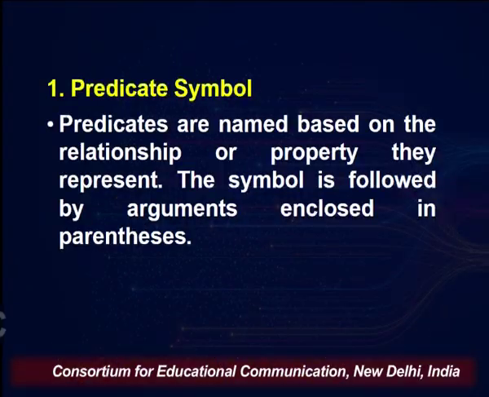Predicates are named based on the relationship or the property they represent, for example married or is hungry. This is the relationship or the property being represented. The symbol is followed by the arguments enclosed in parentheses. For example, is hungry(X).